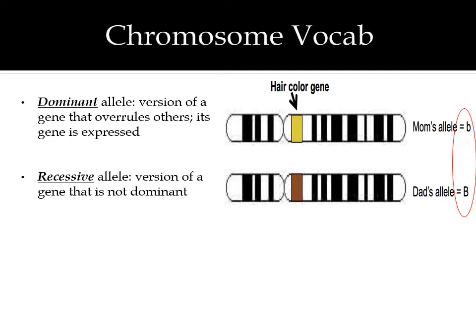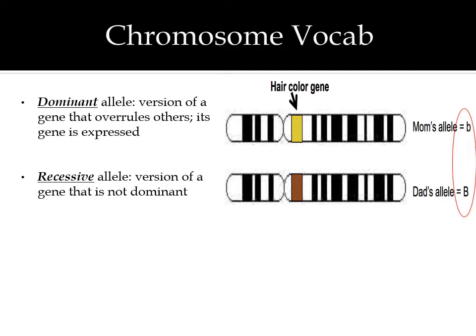So one version of the gene will be a little bit stronger, basically. It's kind of like if you play the card game War and you just put down cards, the higher card's going to win. So one of these letters is going to win out. It's going to be the uppercase letter here. So brown hair would win out in this case if you're getting 2 of the different versions of the gene.